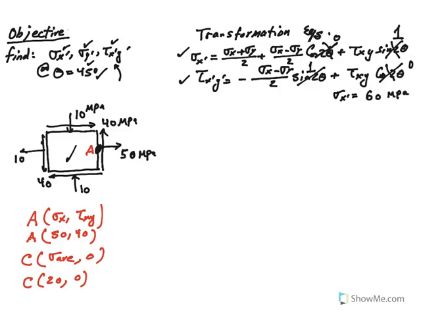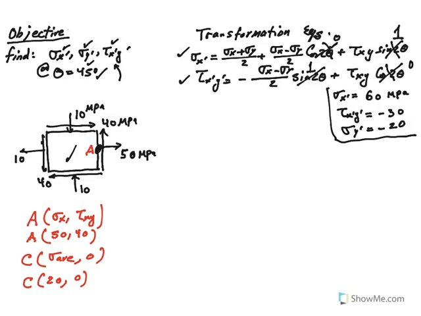Sigma x prime equals 60, tau x y prime becomes negative 30, and then sigma y prime, based on the invariant of the sum of normal stresses, should be equal to negative 20 megapascal. Okay, so we already have the answer. But how would you do this if you wanted to use Mohr circle?